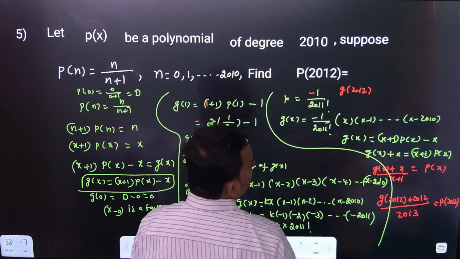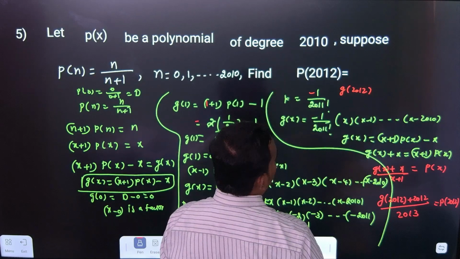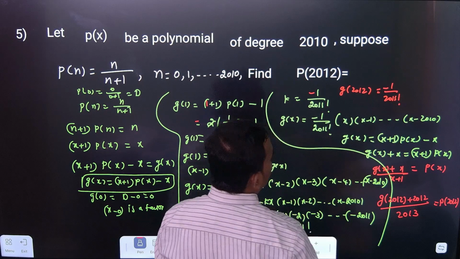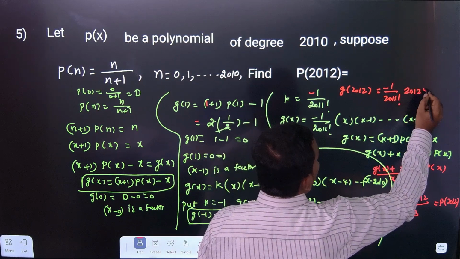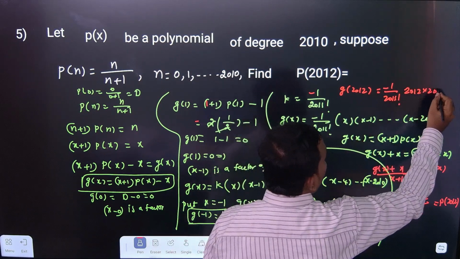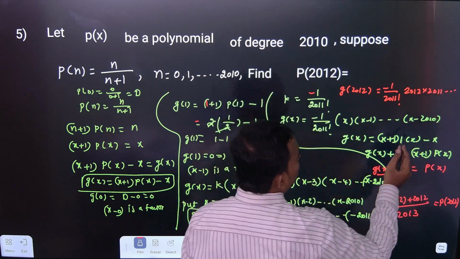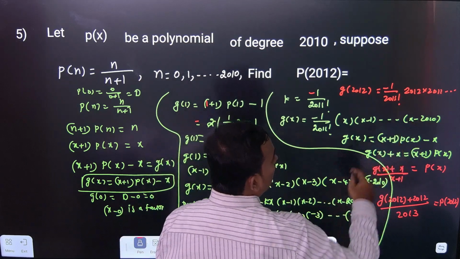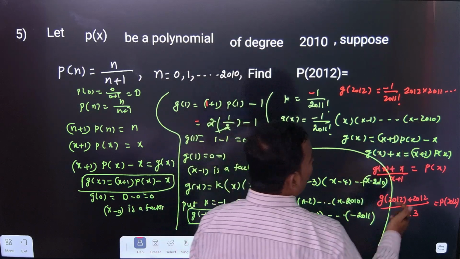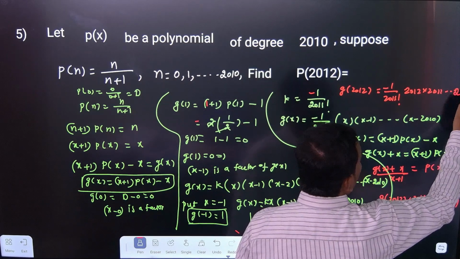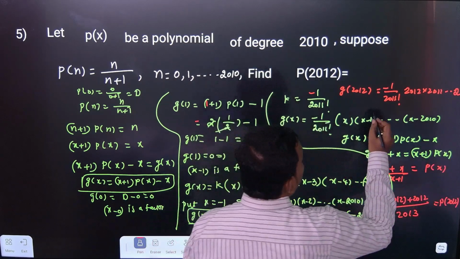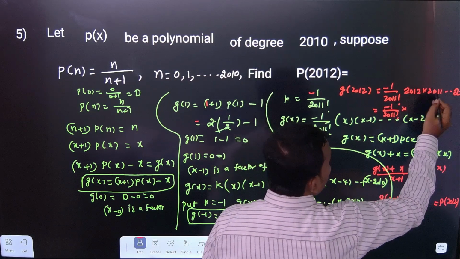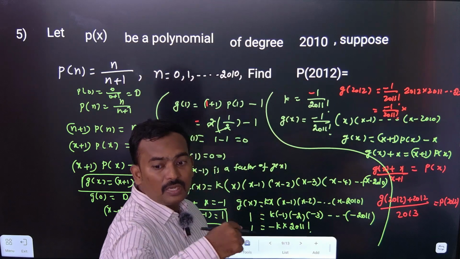So 2012, 2011, up to, you can see how it will go, minus 1 by 2011 factorial. 2012 into 2012 minus 1, 2011, and so on. Then finally you can substitute 2012 minus 2010, that is 2 here, right? This is the same as minus 1 by 2011 factorial. This is the same as 1 by 2012 factorial. We can write 2012 to 1.